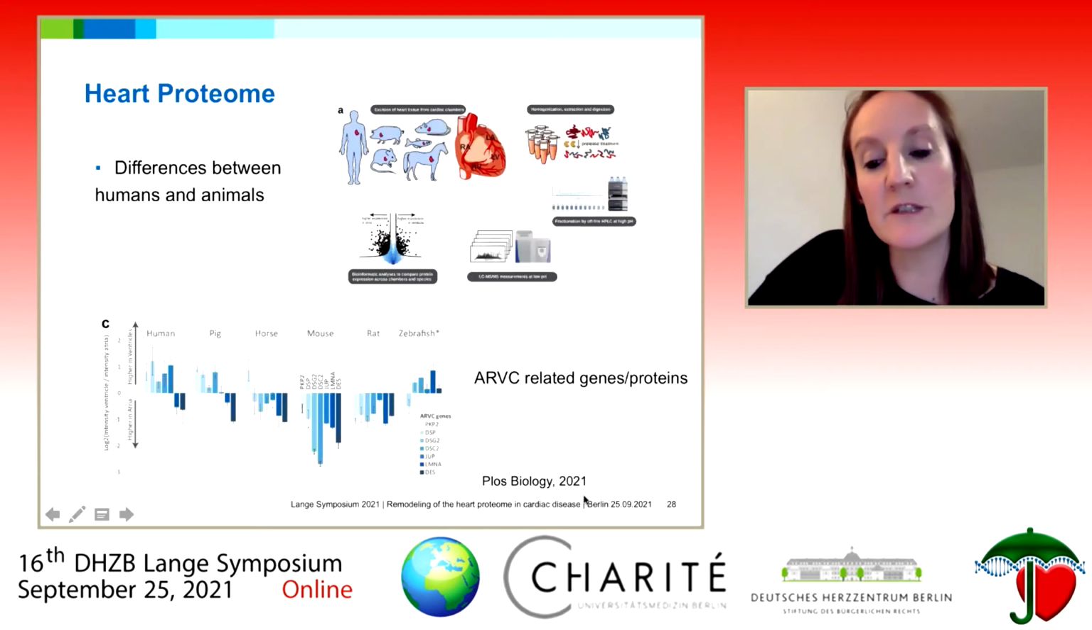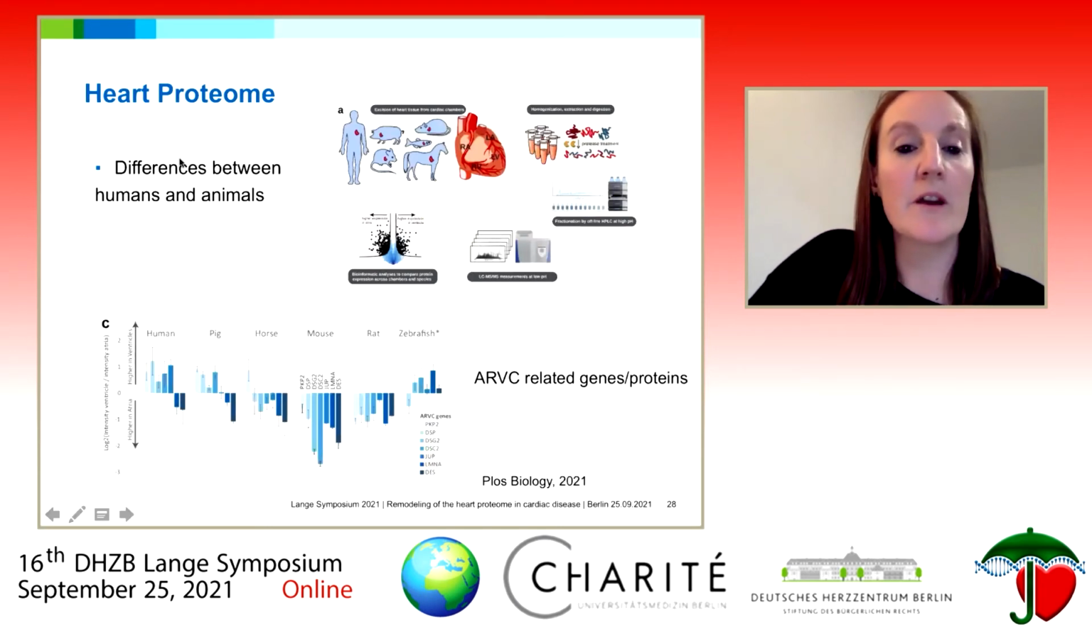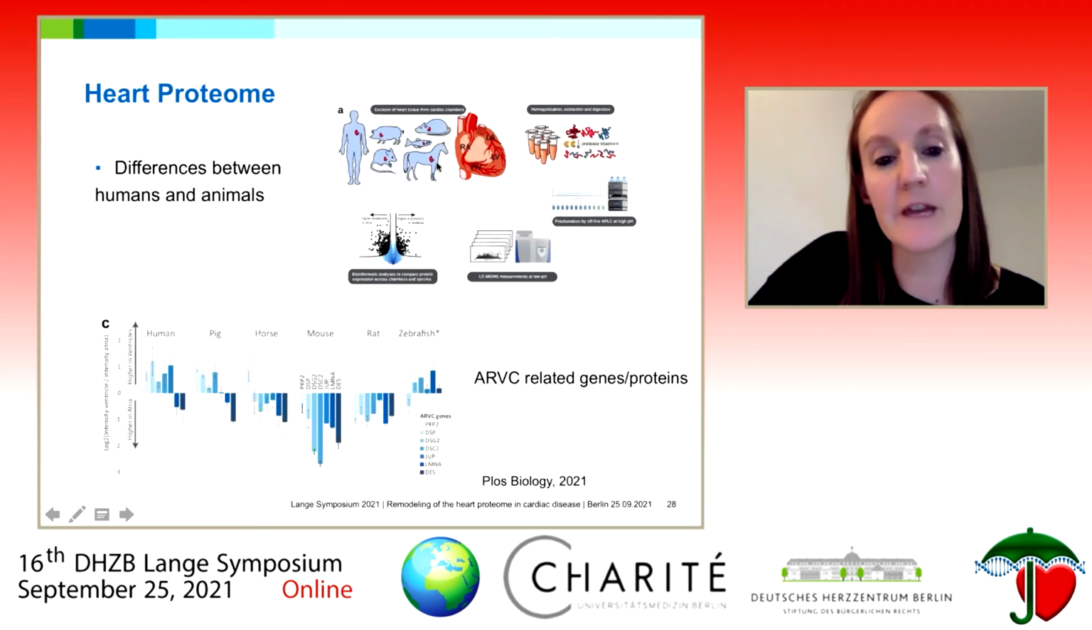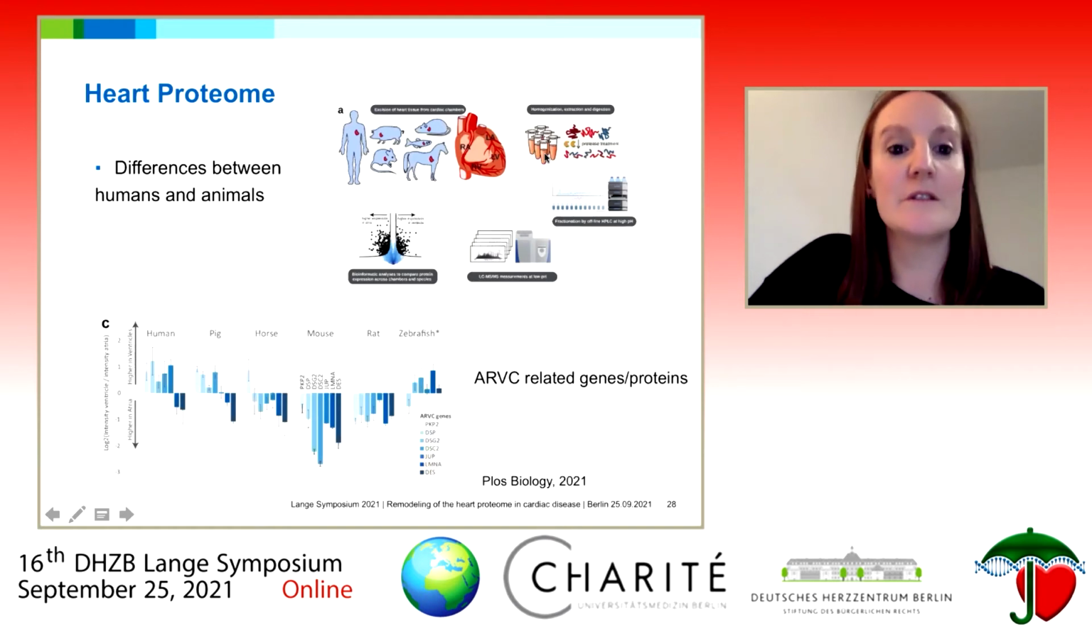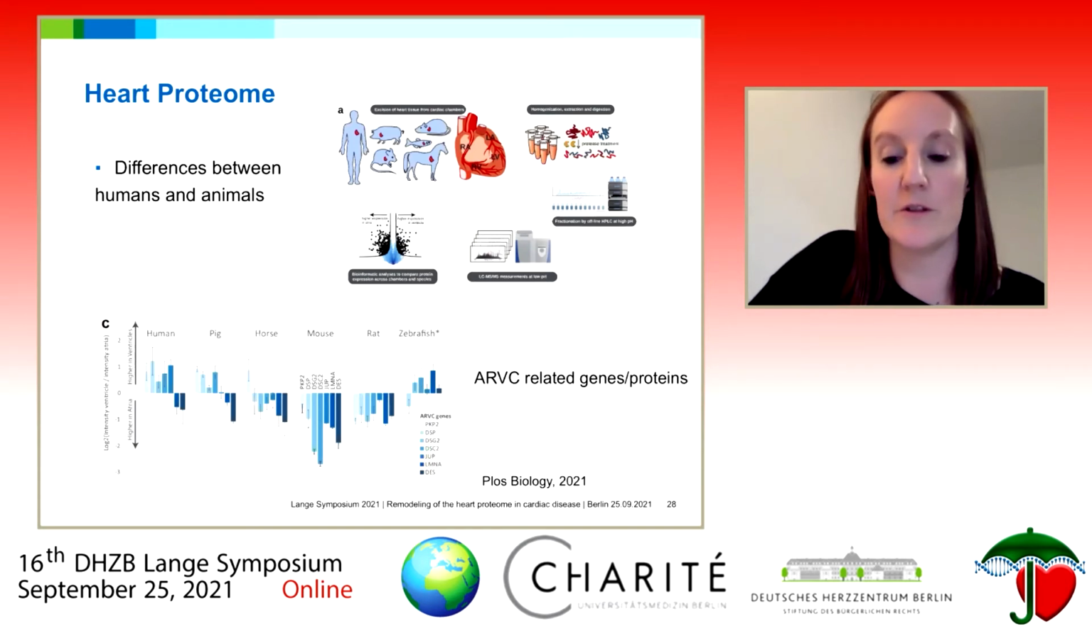In a very recent publication, the cardiac proteome has been compared between human and 5 animals in order to see whether protein expression levels at a healthy state are comparable or not. And they were actually looking as well at different disease-specific proteins. And just as an example, ARVC-related genes and proteins that we're looking at.